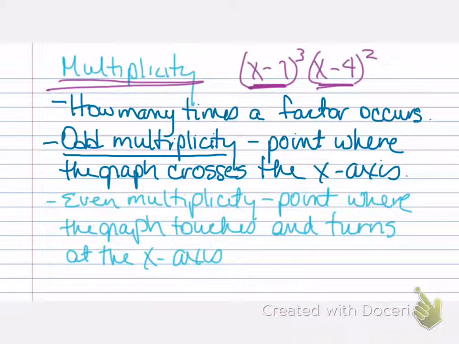Okay? And this, the odd or even multiplicity, determines whether or not it crosses the x-axis. If it's an odd multiplicity, then it gives you the point on the x-axis where the graph crosses. Goes from one side to the other, goes straight through the x-axis. An even multiplicity gives you a point where the graph touches and turns on the x-axis, so it won't actually cross. Let's see what this looks like.